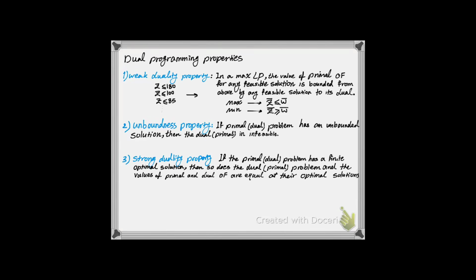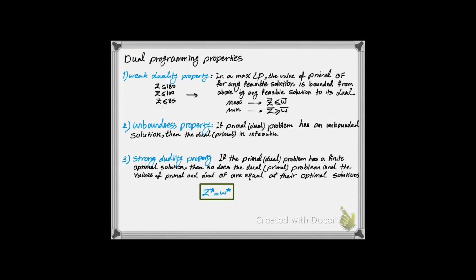The next property is the strong duality property, which is concluded from the weak duality and unboundedness properties. In this property, we say that if the primal problem has a finite optimal solution, so does the dual problem. And the values of your primal and dual objective functions at that optimal solution are going to be equal. So z star is equal to w star.